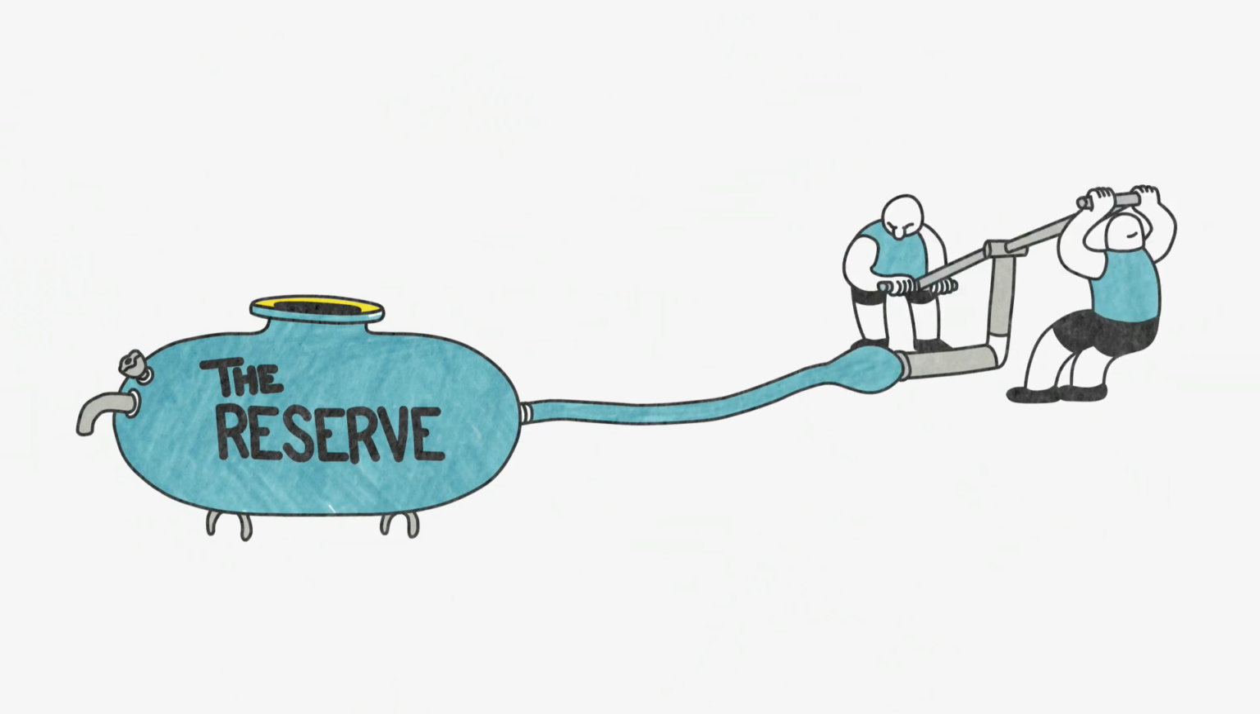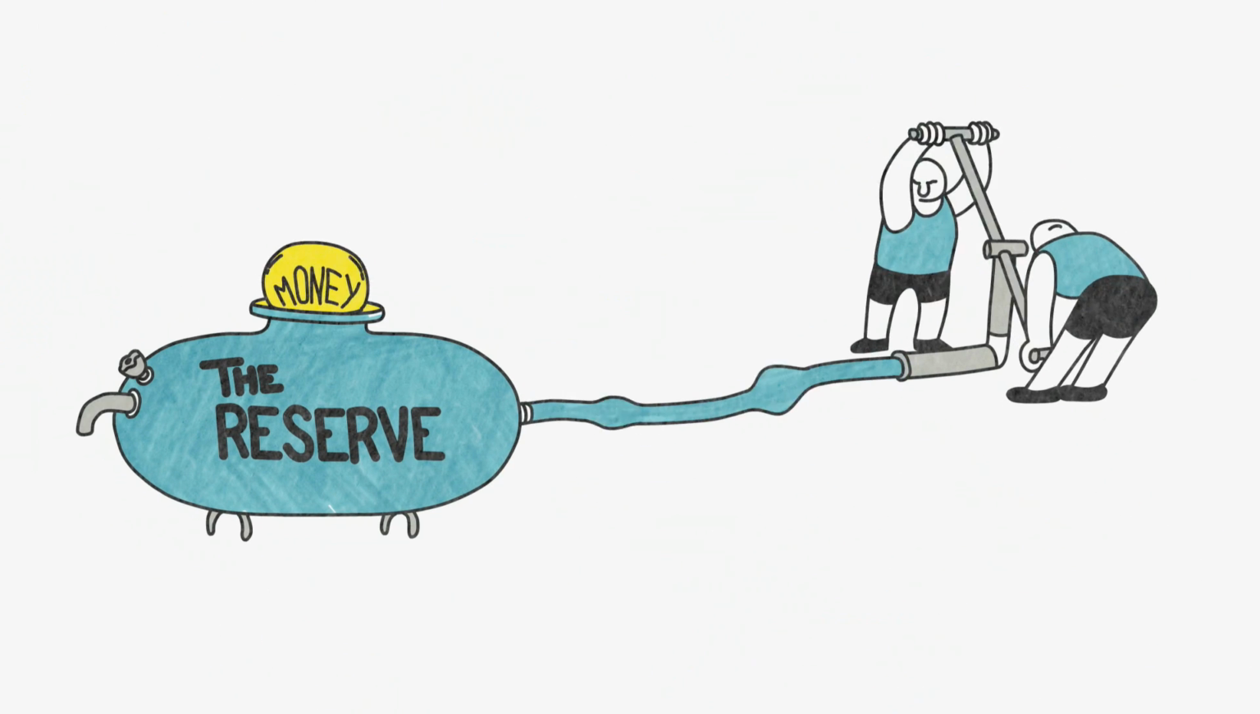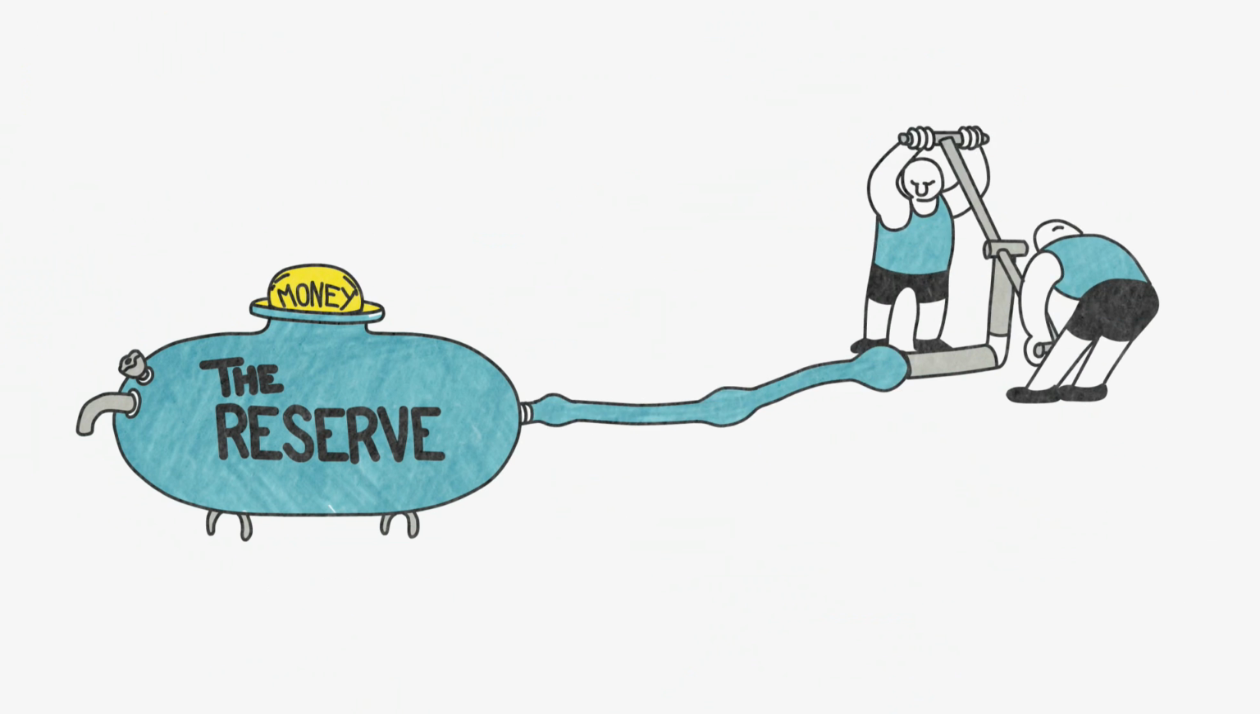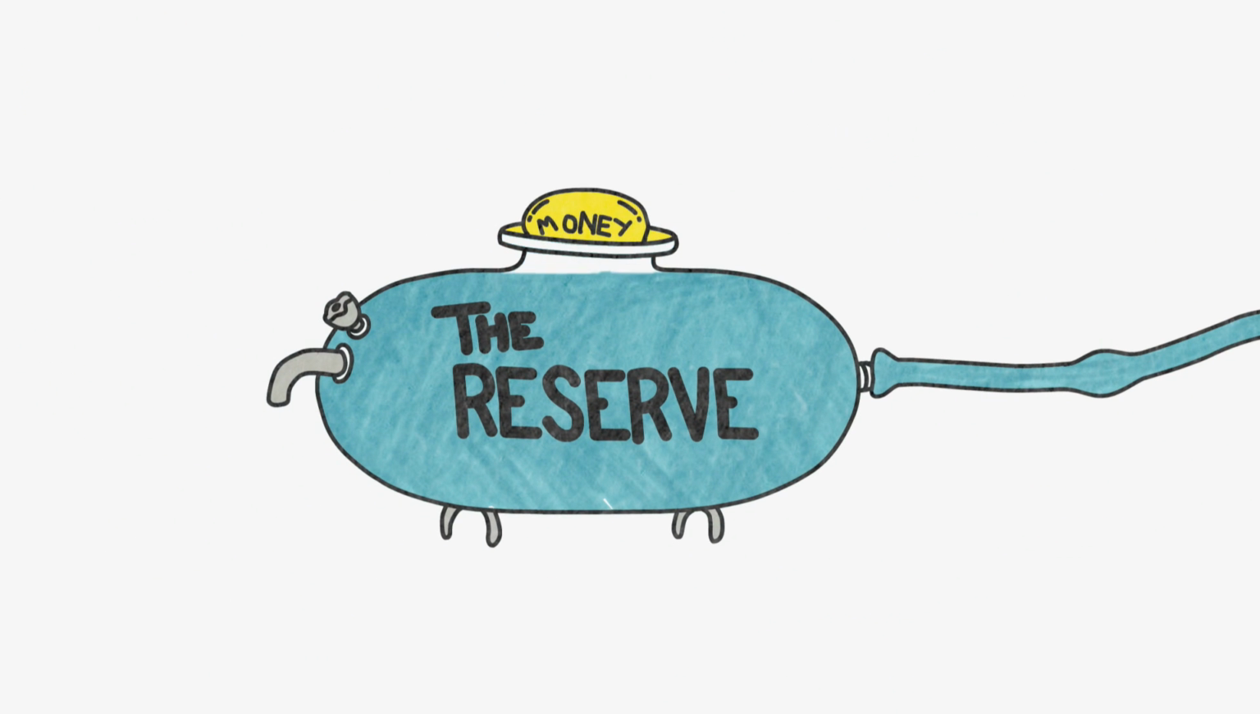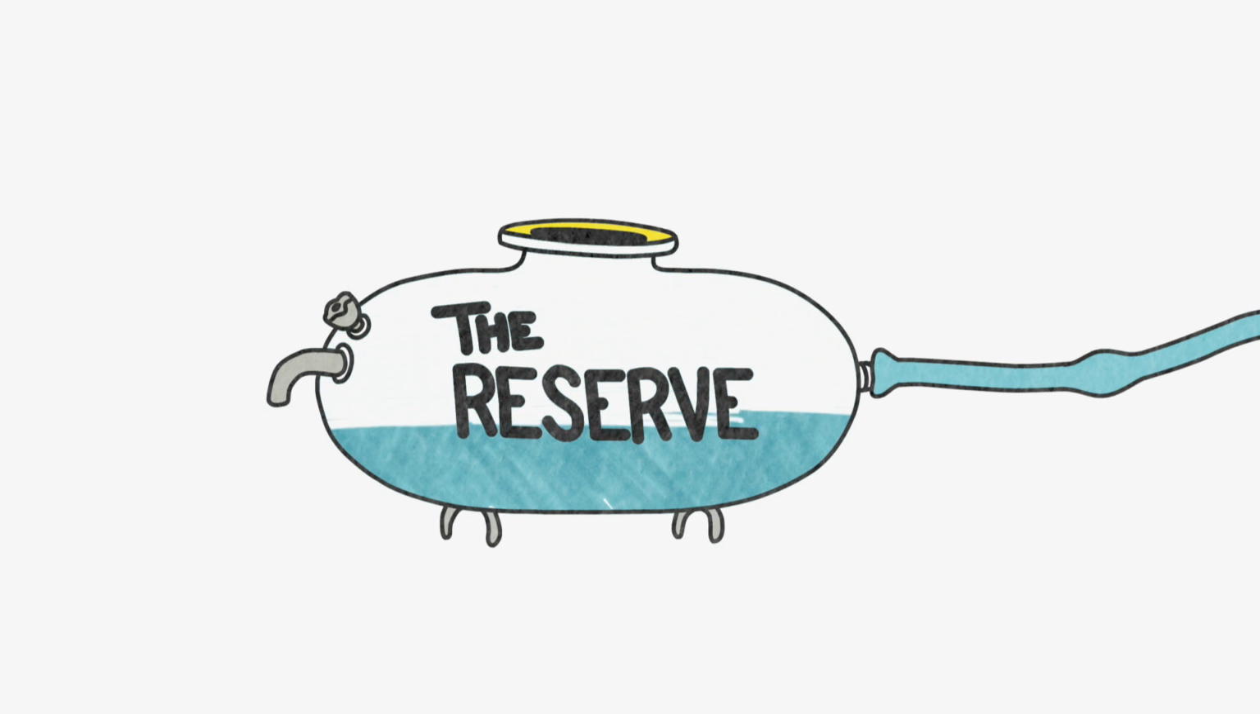The amount of money in the reserve fluctuates depending on performance. For instance, if we've been doing really well, more money will flow into the reserve. If we haven't been doing so well, there will be less money in the reserve and it might even run empty. If this happens, we don't start charging fees again until previous underperformance has been recovered.